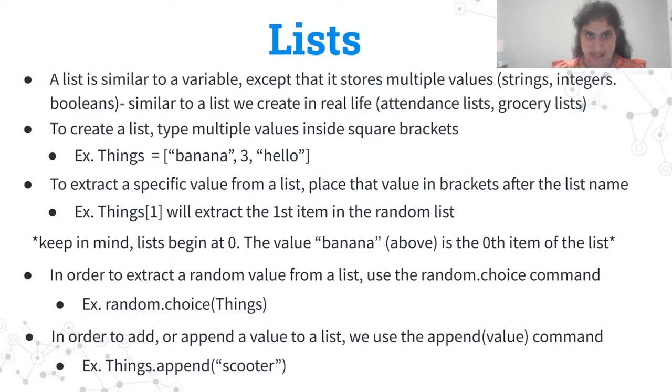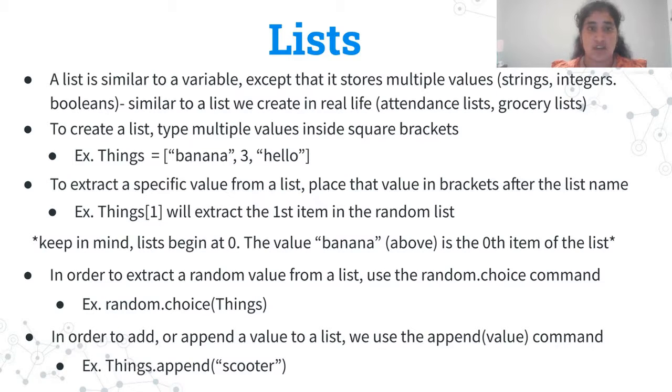Now we're going to be covering lists. A list is similar to a variable except that it stores multiple values. Lists in Python are similar to lists that we create in real life, like attendance lists and grocery lists. They contain multiple ideas. In order to create a list, you need to type multiple values inside square brackets.